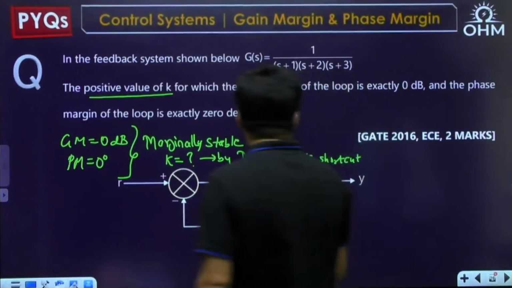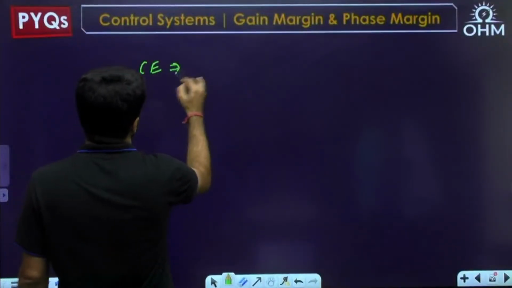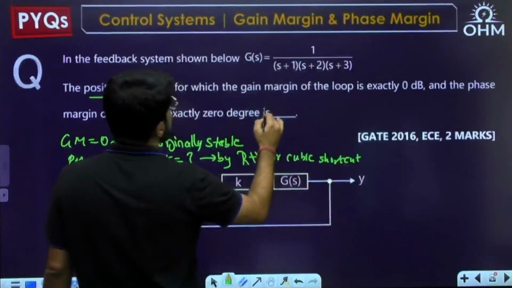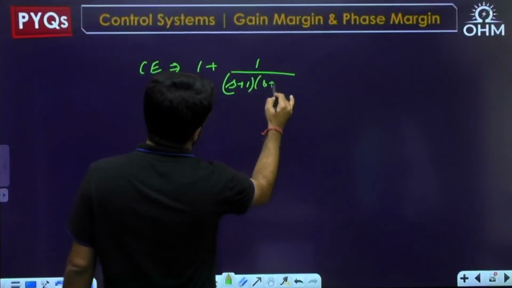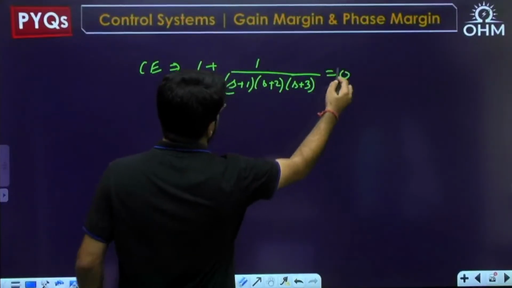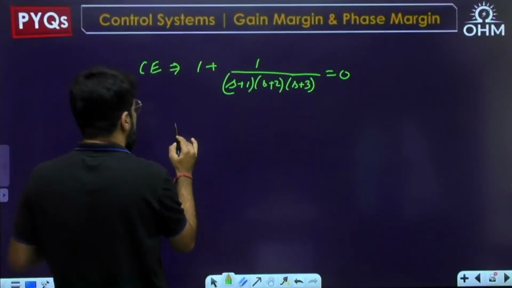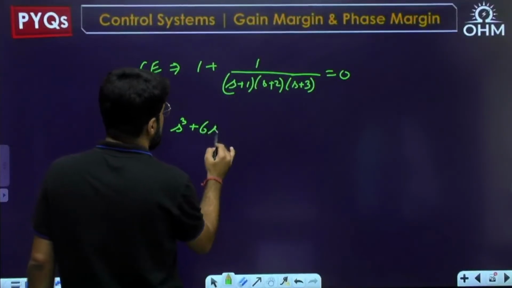What is the characteristic equation? Let me do it very quickly. The characteristic equation is 1 plus G(s)H(s) equal to 0. 1 plus 1 upon (s plus 1)(s plus 2)(s plus 3) equal to 0. Solving this, I am going to get s cube plus (1 plus 2 plus 3) 6s square.